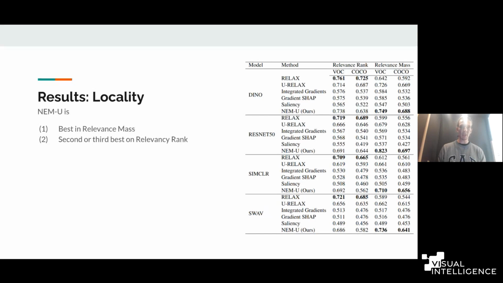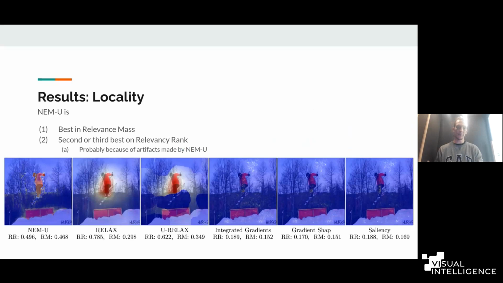Locality, we are best in relevancy mass. Relevancy mass is just how much of the explanation is inside the bounding box, whereas relevancy rank is whether every single pixel is ranked correctly according to the bounding box. We can see that we have a good relevancy mass, but we are second or third best in relevancy rank. And very simply, that's because if you compare our NEM-U explanations, which are here, and the relax one that is here, you can see that we still generate some artifacts here.